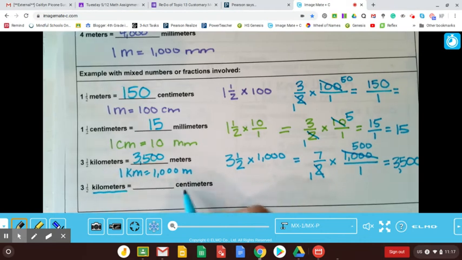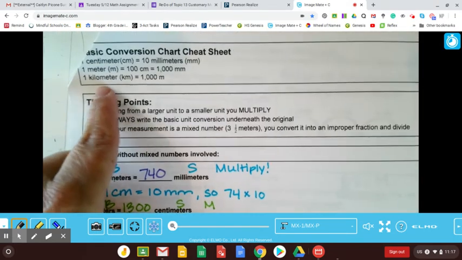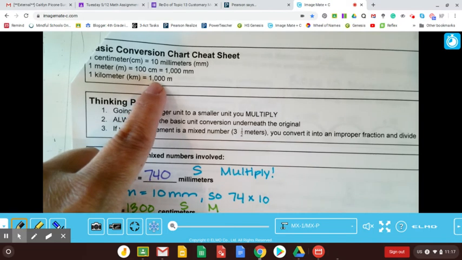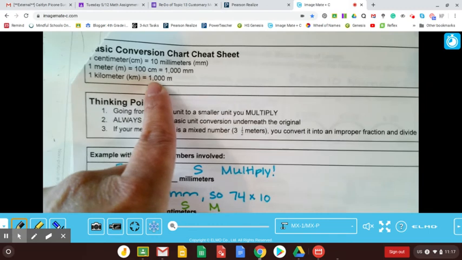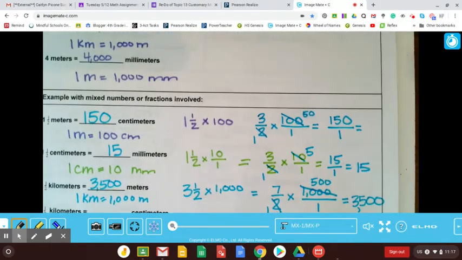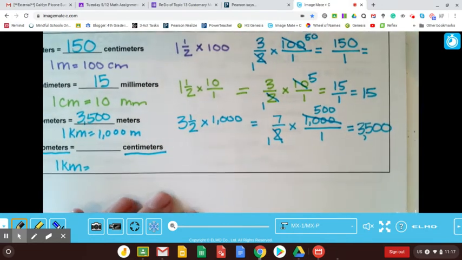Okay. Now this last one is a little tricky. We're going from kilometers to centimeters. So 1 kilometer, well, do we know how many centimeters it is? If we look up here, I don't. I only know that it's 1,000 meters. Now, I could figure it out. I could multiply, right? But let me show you another way. I want to show you using a model. So I'm going to use this white space over here.